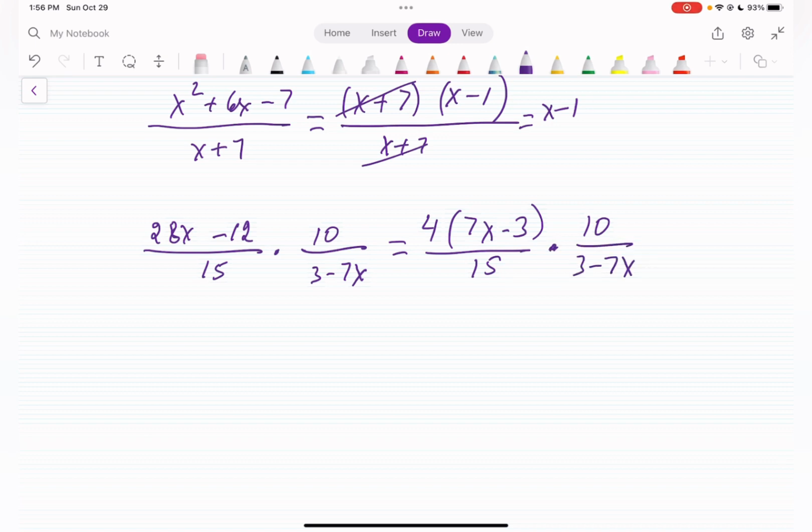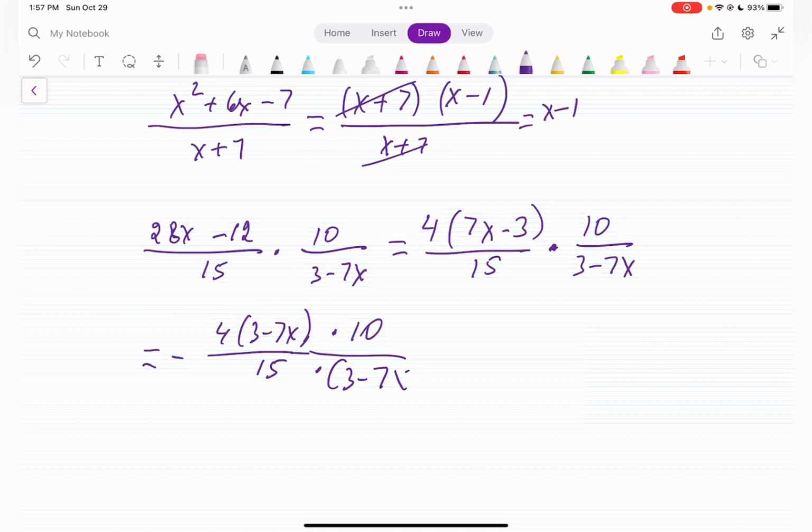This is interesting. Look at that. 3 minus 7x, 7x minus 3. What can I do with this here? I'm going to put a negative sign in front of the fraction and put 4 times 3 minus 7x. You can put a negative sign in front of the fraction and flip. Or you could put a negative sign in front of 10 over 3 minus 7x and flip, which would be negative 10 over 7x minus 3. Doesn't matter which one. And times 10, this is 3 minus 7x. So as a result, this is canceling each other. Let me put this negative here.